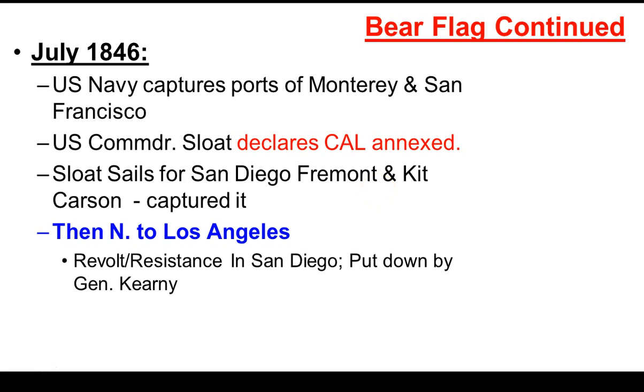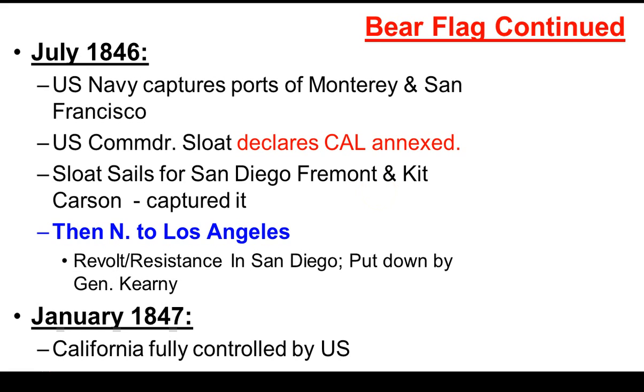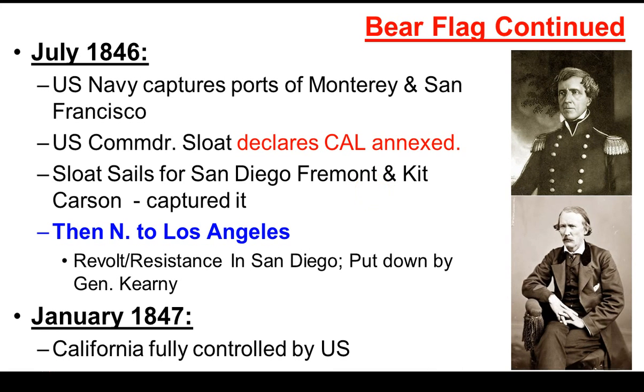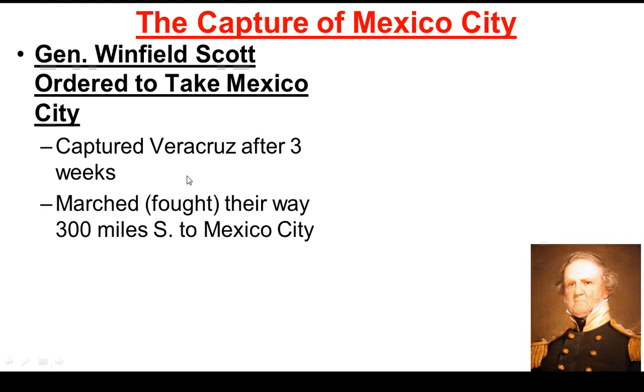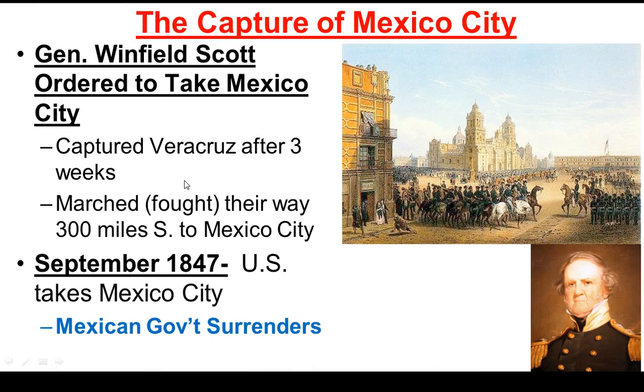San Diego is captured as well, then Los Angeles, and by the time we get to January 1847, California was fully controlled by U.S. forces or individuals. There's Kit Carson at the bottom down there. Mexico City is captured not long after as well. General Winfield Scott does so. Again, he sails on some ships to Veracruz and marches inland toward Mexico City. There are battles along the way.